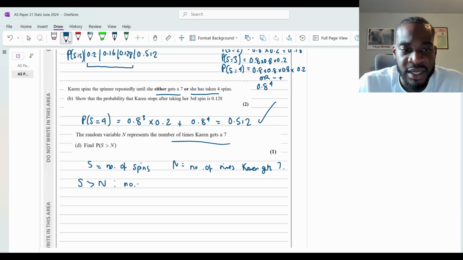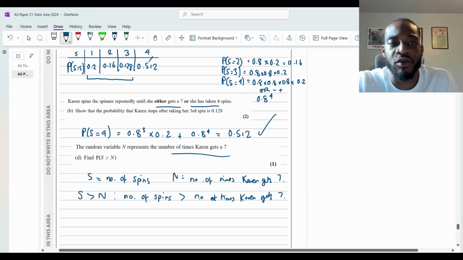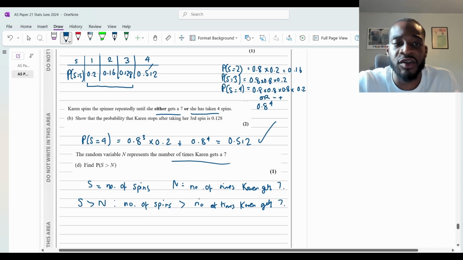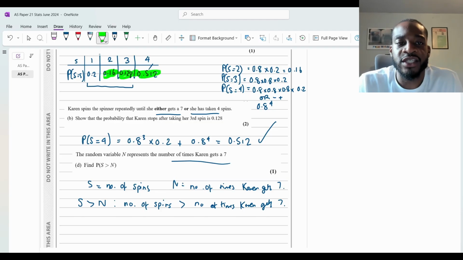So we're going to say number of spins is more than number of times Karen gets 7. Now, how does that happen? Again, as I said before, she just has to miss the 7 on the first go. And if she misses the 7 on the first go, it means that she either gets it on the second, or on the third, or on the fourth go.